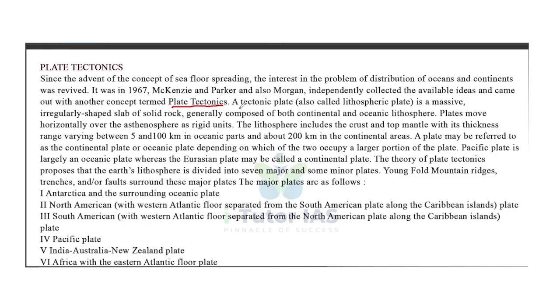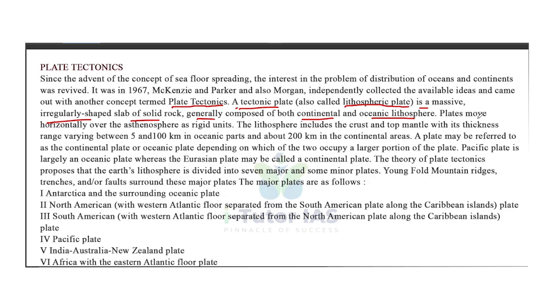A tectonic plate is also called a lithospheric plate. It is a massive, irregularly shaped slab of solid rock, generally composed of both continental and oceanic lithosphere. So what's a tectonic plate? A tectonic plate, also called a lithospheric plate, is a massive irregular shaped slab of solid rock, generally composed of mainly continental and oceanic lithosphere.